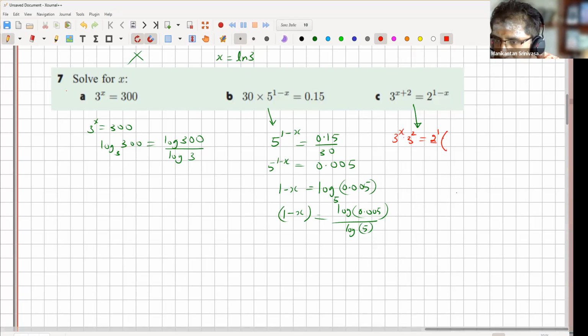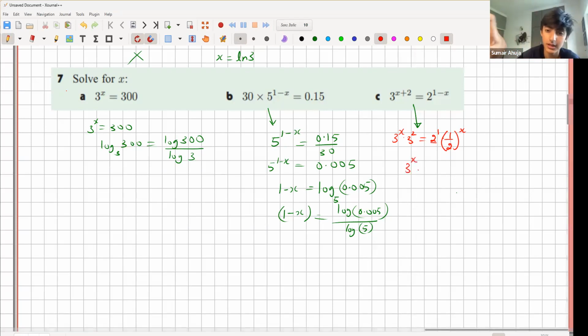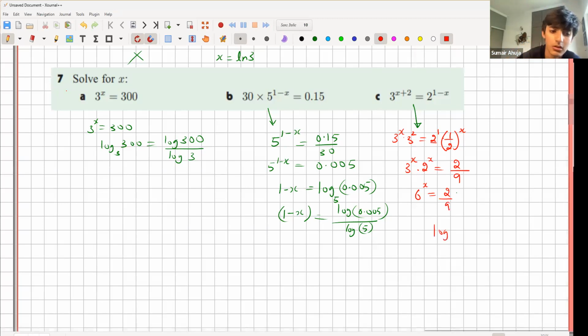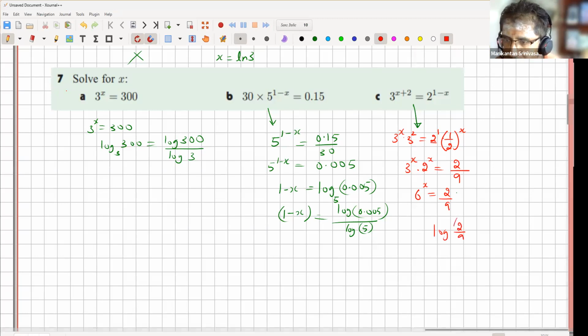You guys agree with what he has done so far? Okay, cool. Continue, please. Then I took it to that side, and I took 9 on that side. So I got 2 by 9 is equal to 3 raised to x by 1 by 2x, which just gives 6x. So it became 6 power x equal to 2 by 9, and then just log 2 by 9 to the base 6. Excellent. This is one of many ways in which you can do this problem.